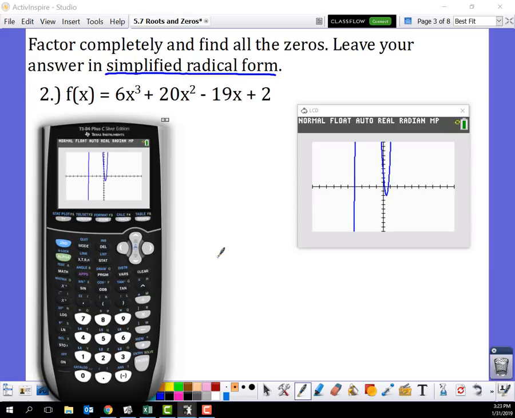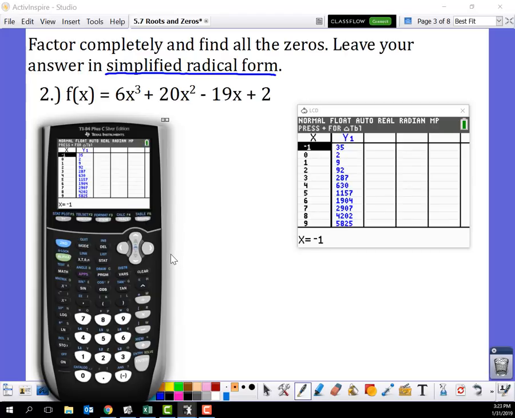Alright, so just looking at the graph, the first thing I see is, because the degree of f is 3, I'm looking for a total of 3 zeros, and I see 3 zeros on the graph. Next I'm going to go to my table and look to see if I can find anywhere where y is 0. I know one of the zeros is between -4 and -5.